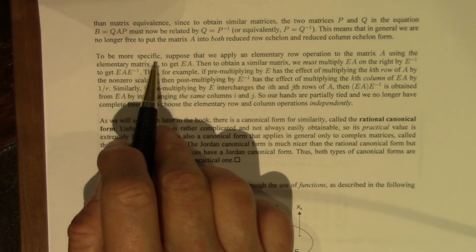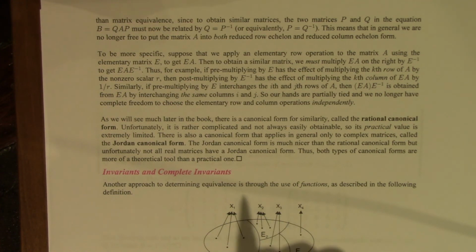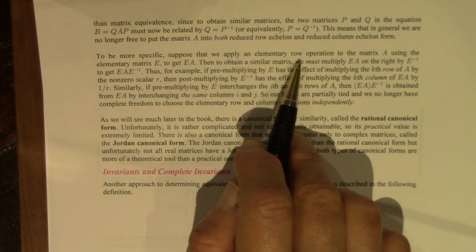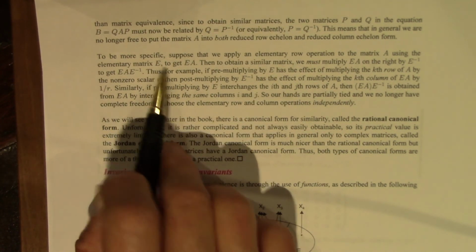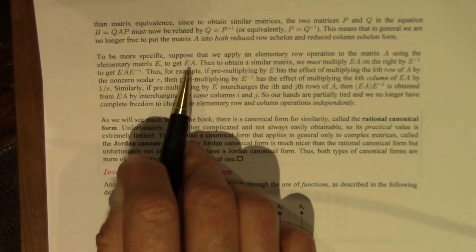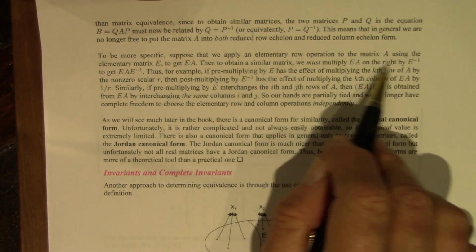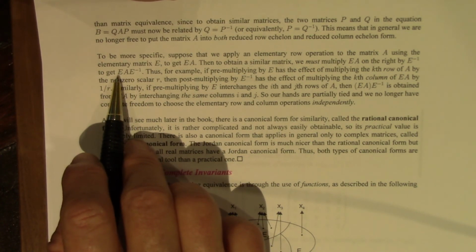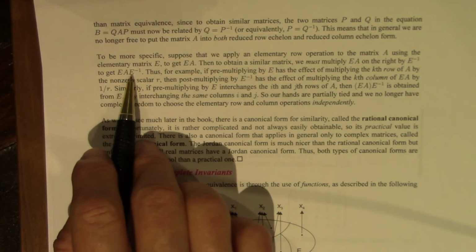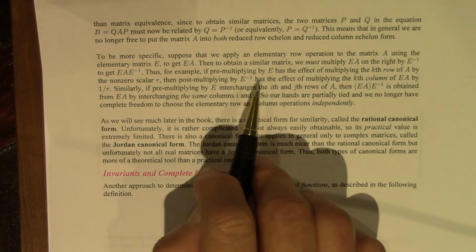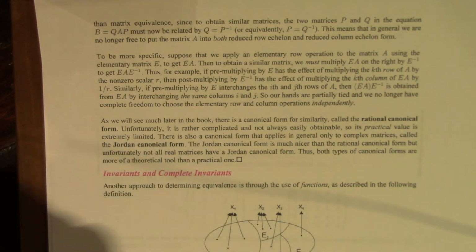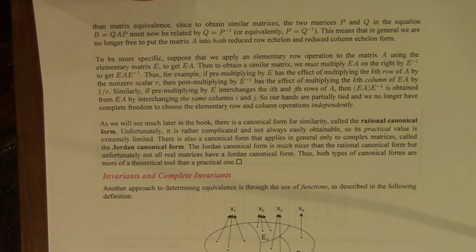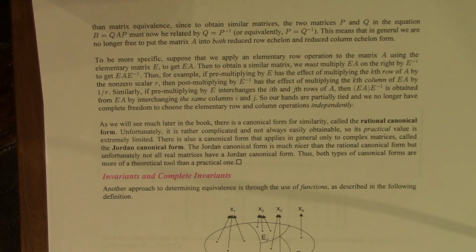To be more specific, suppose that, for example, we apply a single elementary row operation to the matrix A using an elementary matrix E. So we form EA. To maintain similarity, we then have to multiply EA on the right by E inverse. So what we did to the rows of A determines what we must do to the columns. For example, if pre-multiplying by E had the effect of, say, multiplying the kth row by a non-zero scalar R, then post-multiplying by E inverse has the effect of multiplying the kth column by 1 over R.